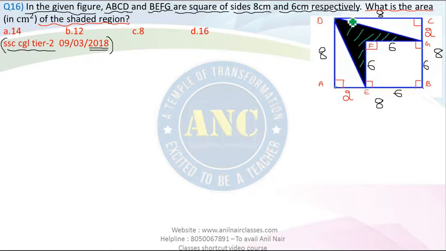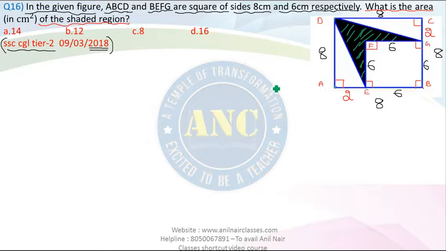I will cut this triangle DCG. I will cut this square BEFG. And if I cut this part, this right angle triangle and this inner square, I am left with only the shaded portion which is in green color right now, which is nothing but DEFG. That is what they are asking you in the question.